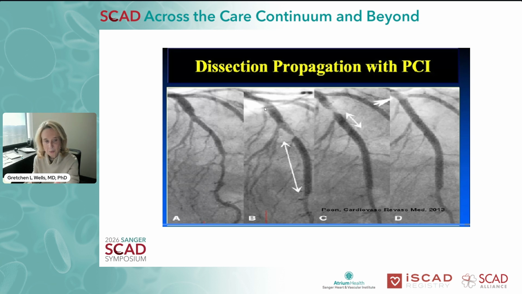There's the dissection. So what did they do? They stick another stent in there, and it just goes up and up and up, and it's propagated there. So that's fairly frightening when you see this in real time in the cath lab.